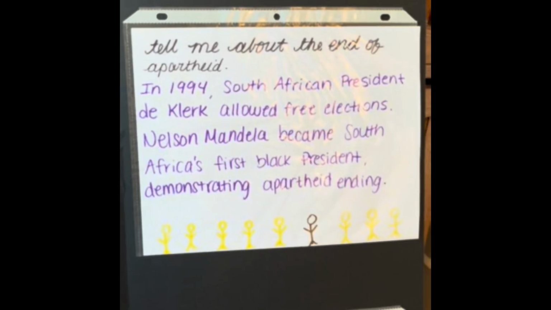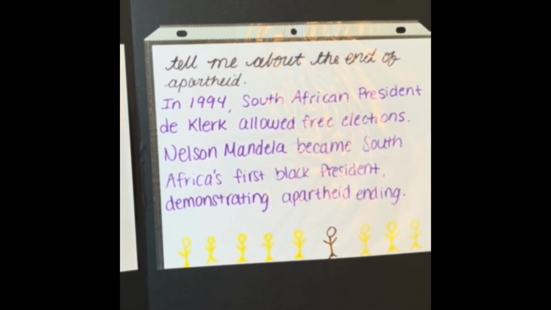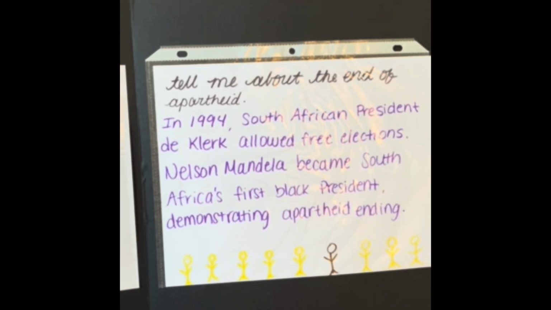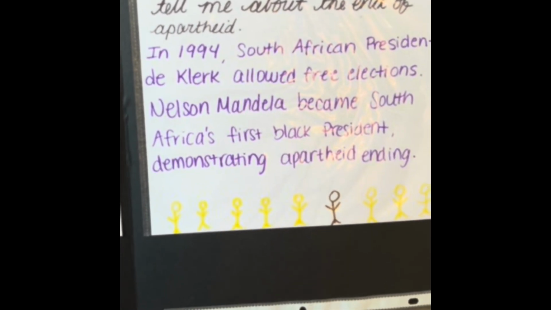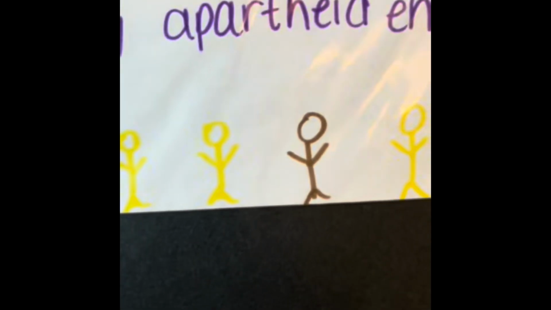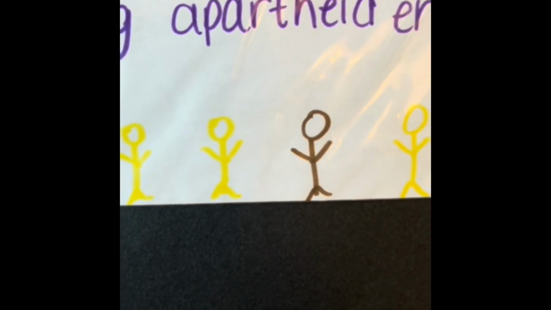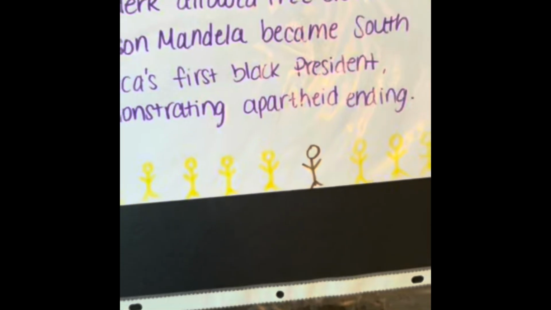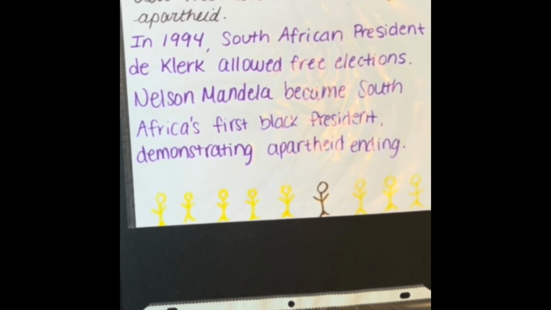In 1994, South African President de Klerk allowed free elections. Nelson Mandela became South Africa's first black president, demonstrating apartheid ending. And apartheid was an actual law for racism. It actually gave people legal right to be racist and to not let blacks do anything, basically, that was important.